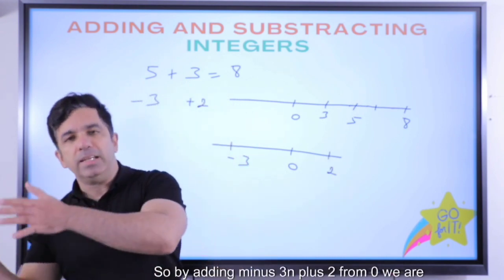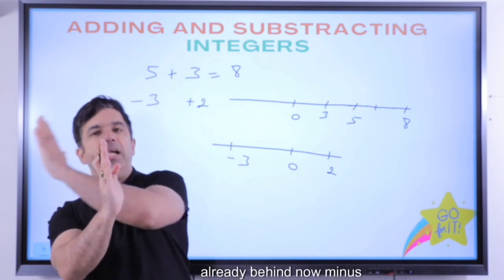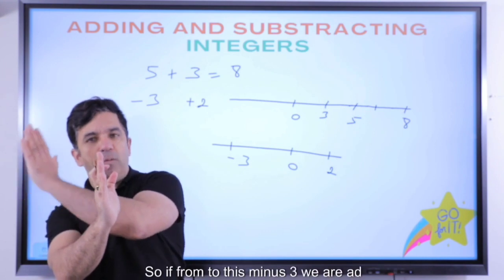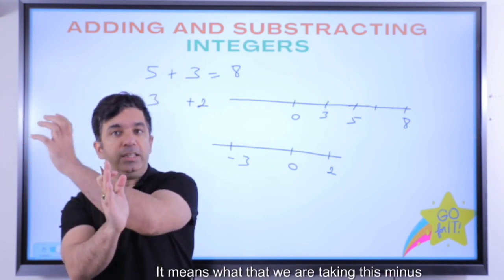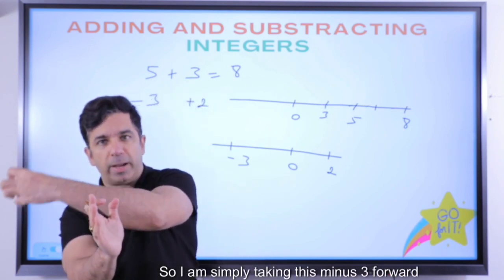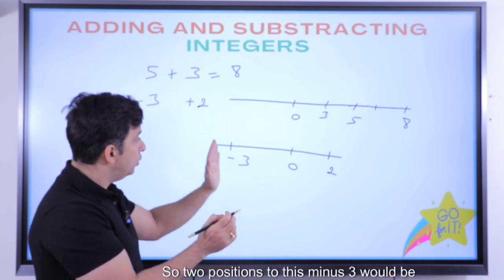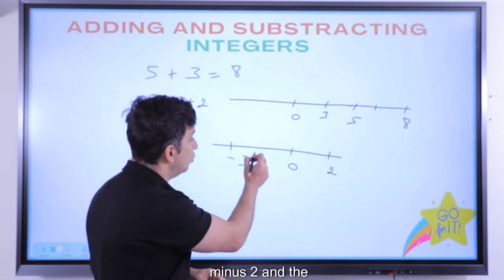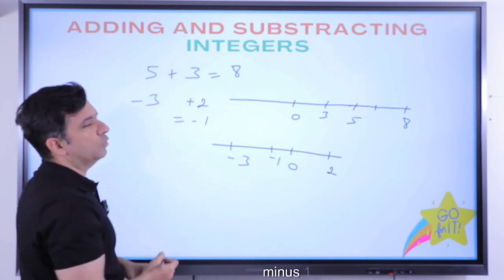So by adding minus 3 and plus 2, from 0 we are already behind now, at minus 3. So if to this minus 3 we are adding plus 2, it means what? That we are taking this minus 3 ahead by 2 positions. So I'm simply taking this minus 3 forward to the right side by 2 positions. So 2 positions from this minus 3 would be minus 2 and then minus 1. So the final answer of this would be simply minus 1.